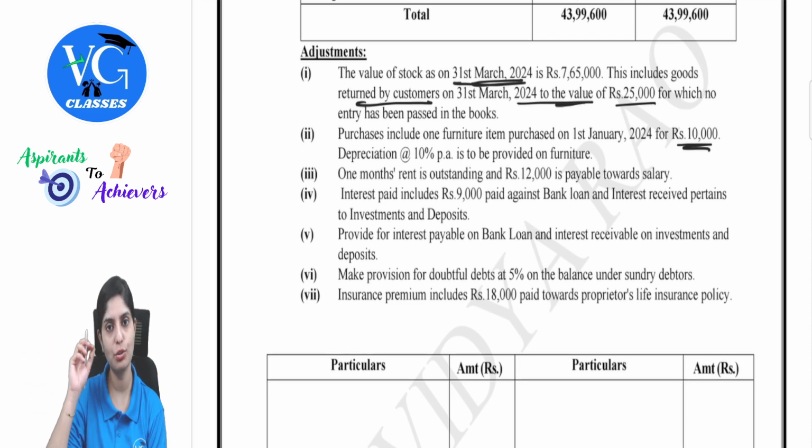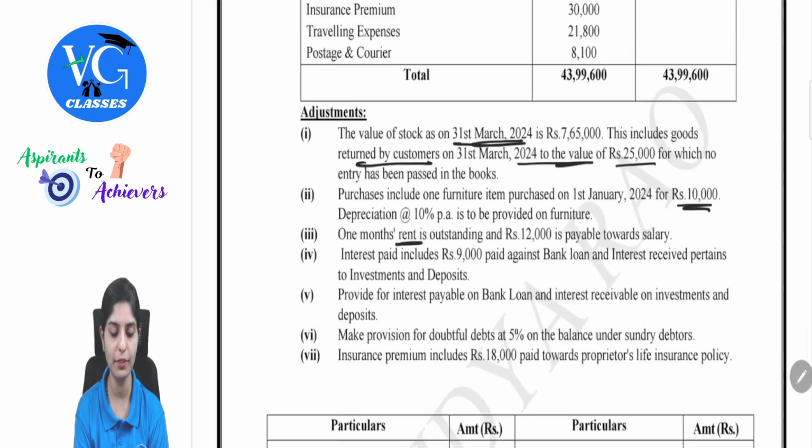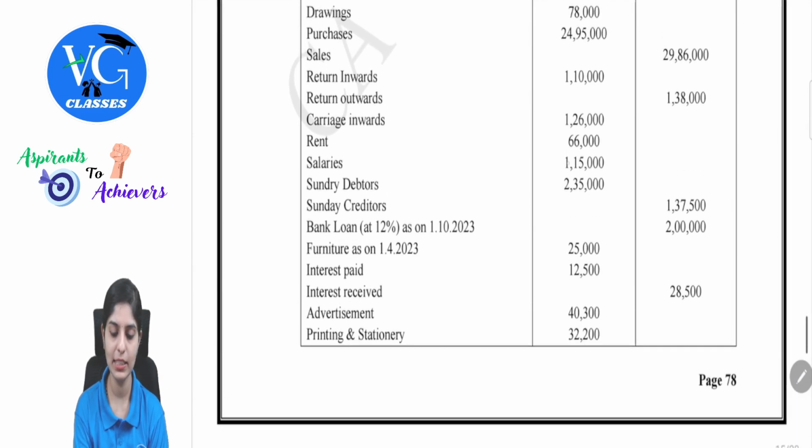So depreciation should also be treated. Yes. Then depreciation at 10% is to be provided on furniture. That is the whole furniture value. Then 1 month's rent is outstanding and 12,000 is payable towards salary. So rent is an expense. So 1 month is outstanding. Whatever value is given, so 66,000.